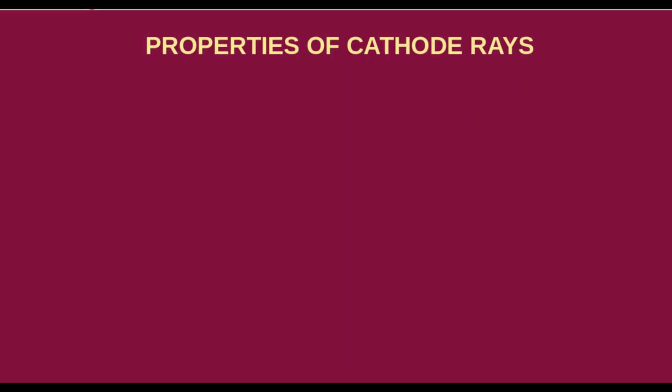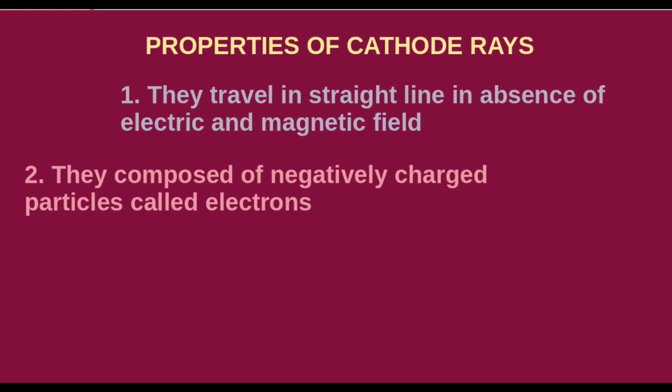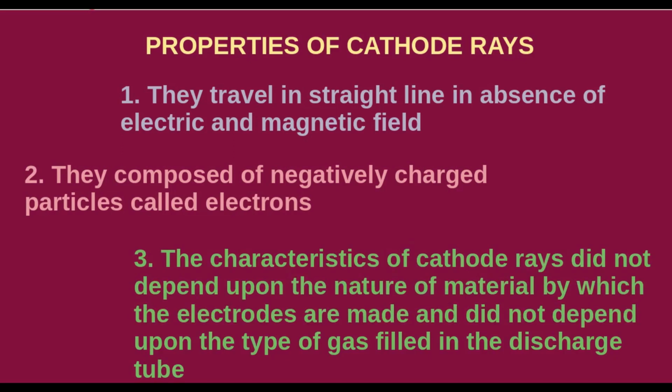The properties of cathode rays can be summarized as: they travel in a straight line in the absence of electric and magnetic fields. They are composed of negatively charged particles called electrons. The characteristics of cathode rays do not depend upon the nature of the material of which the electrodes are made, and do not depend upon the type of gas filled in the discharge tube.